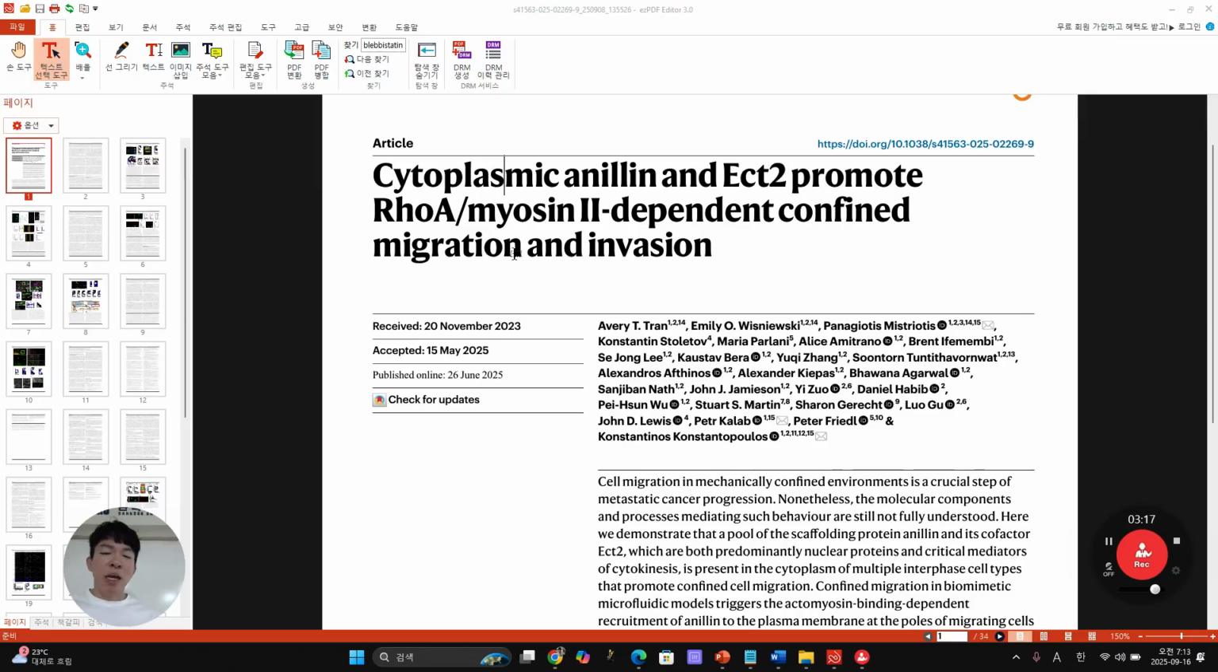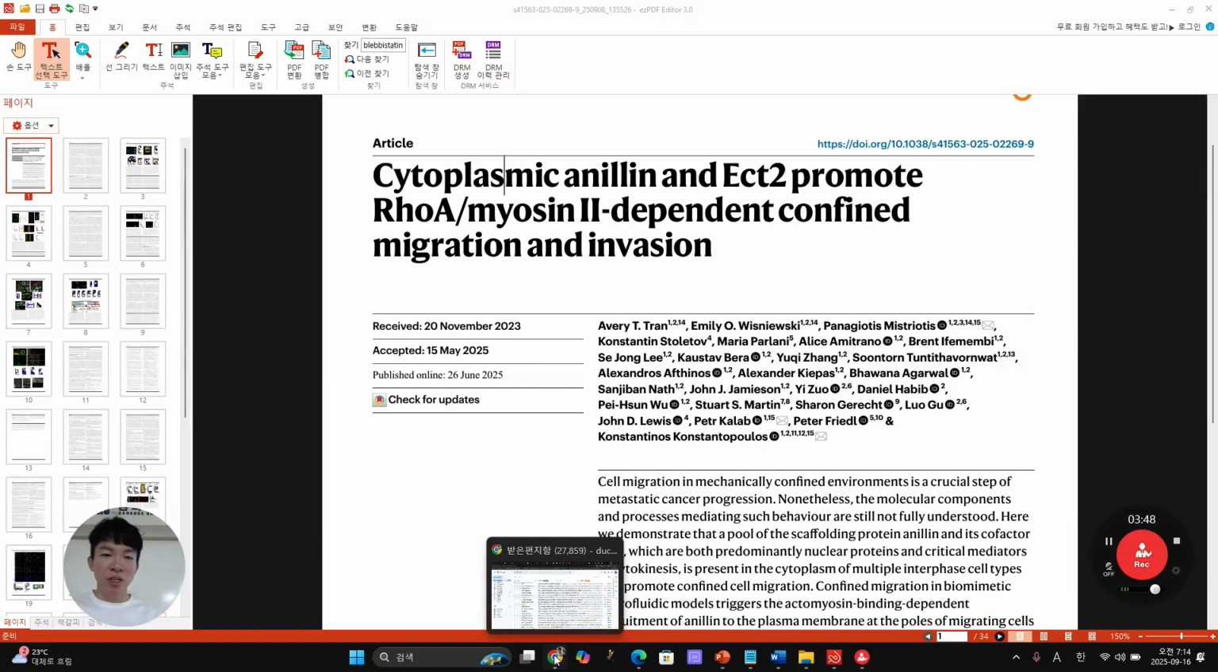And then migration and invasion. Migration is movement from place A to place B. Invasion is, from the cancer point of view, when cancer migrates into another, normal tissue, which is called invasion. So technically, in meaning, migration and invasion are very similar, but migration is normal cell migration, and invasion refers to cancer cells. Okay, let's see the meaning of this one by one.